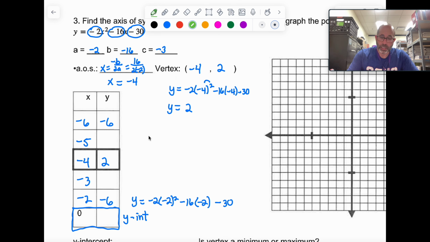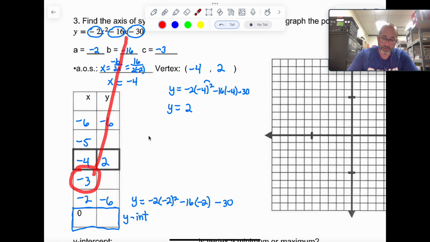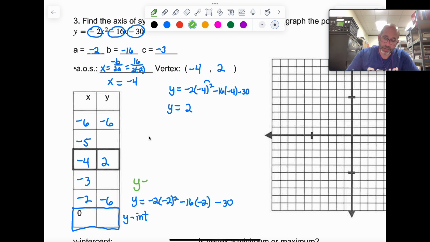We'll do it again. We're going to do -3 now. So we're going to take this -3, and we're going to put it in for x here, and put it in for x here. So that means y is equal to -2 times (-3) squared minus 16 times (-3) minus 30. Okay. Put that in our calculators, and we should get an answer of 0 here, which means we're also going to have a 0 here because of the symmetry there. So we've got 5 data points that we can use for making this graph.